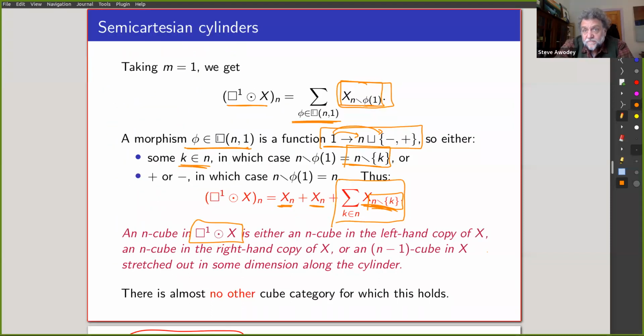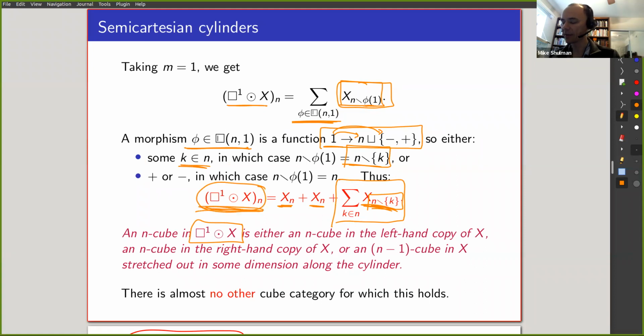A quick check from Emily. It's the automorphisms of n, which are the symmetric group, right? Mm-hmm. The automorphisms of n are the symmetric group in the cube category. And so in particular, the symmetric group on n acts on this set here, and it acts separately on these pieces. And then it acts on here by permuting them with each other, and then acting on each of them via an embedded copy of the n minus 1 symmetric group. Okay.